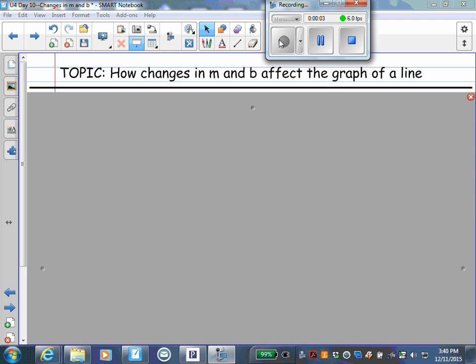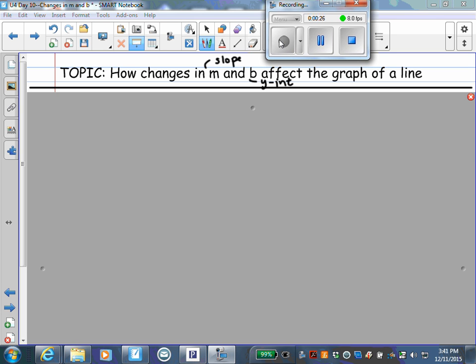Please have your notebook open to the blank page for us to take notes on and write down this topic: how changes in M and B affect the graph of a line, which is what we looked at on Friday. And just a reminder, M means slope and B means the y-intercept.